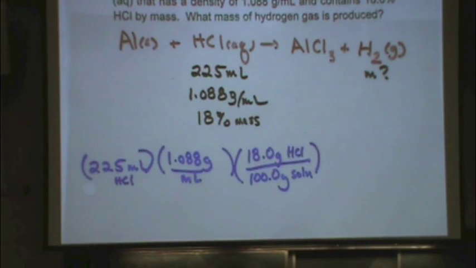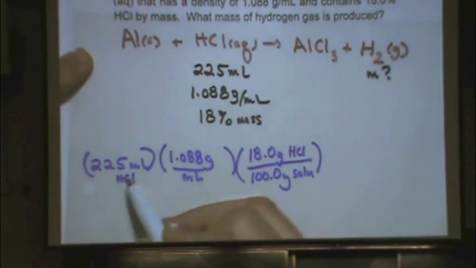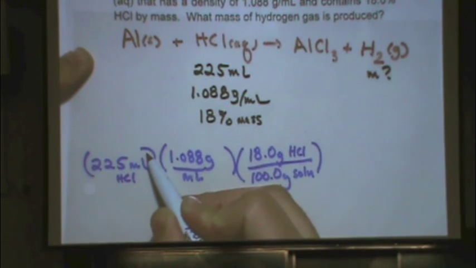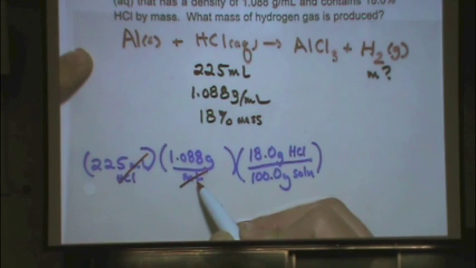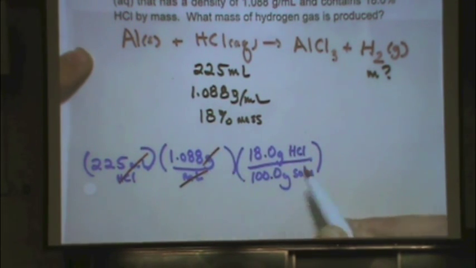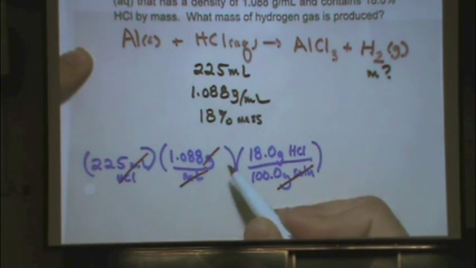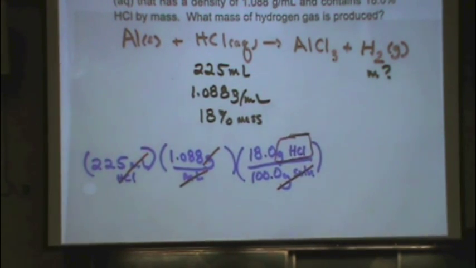Okay, let's do a little canceling before we continue on. So this is our HCl solution here, which cancels with the milliliters of that solution. This is the mass of that solution, which cancels here. This is the solution density. And now we're left with grams of HCl. Now that I have grams of HCl, I can work with that to go to moles.